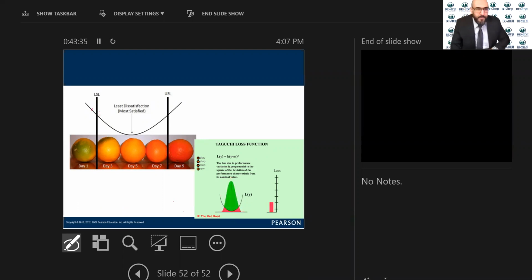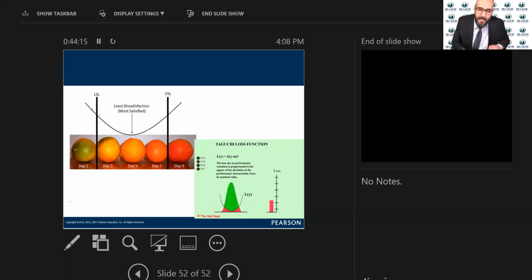On the left side here, you will see that the most satisfied customer will be on day 5 for arriving at this orange. If you give the customer an orange from day 7, they will not be exactly satisfied. You are away from the target. Day 9 will be completely unsatisfied. Same thing if you give an orange that is not ready to eat. So on day 3, the customer will not be happy. Day 1 is not acceptable at all.